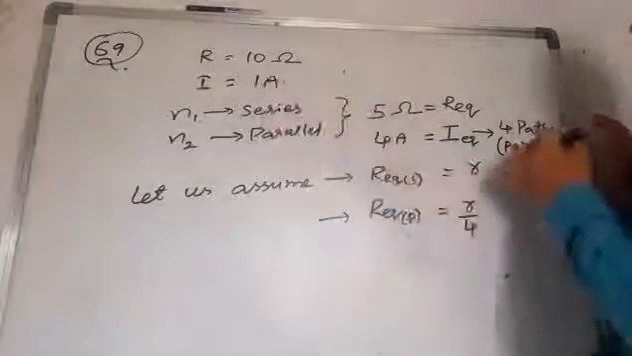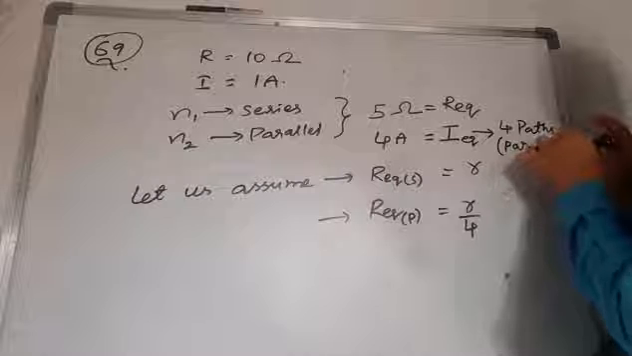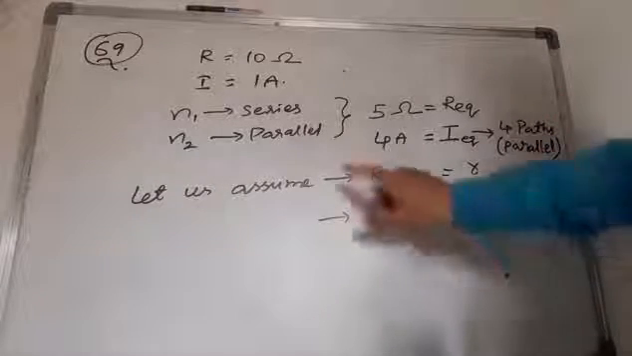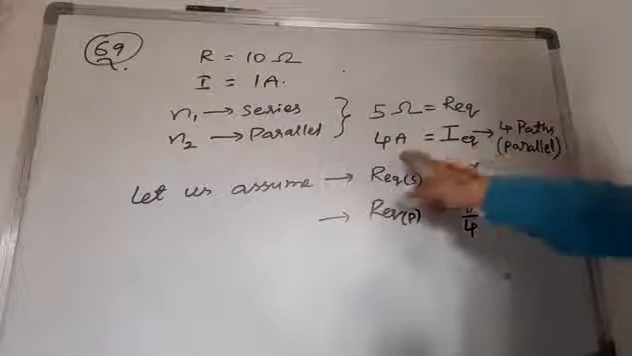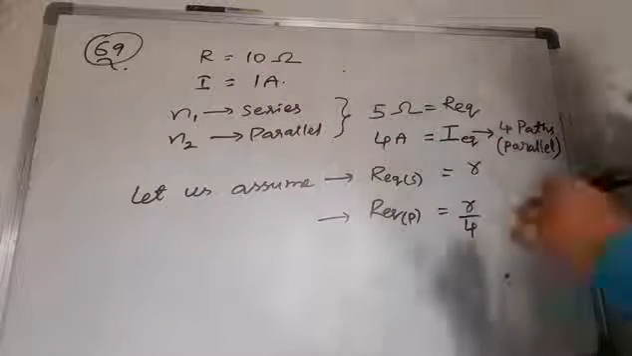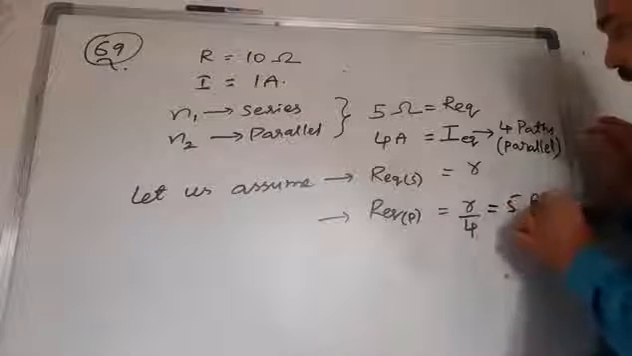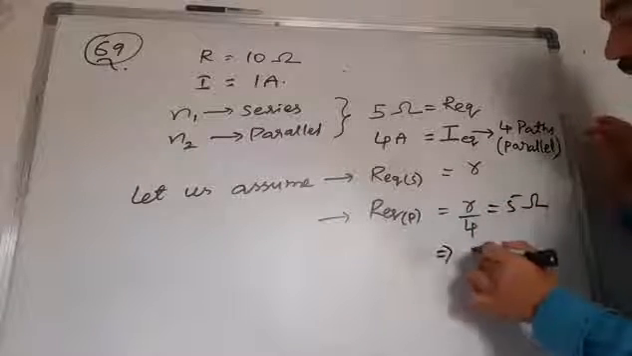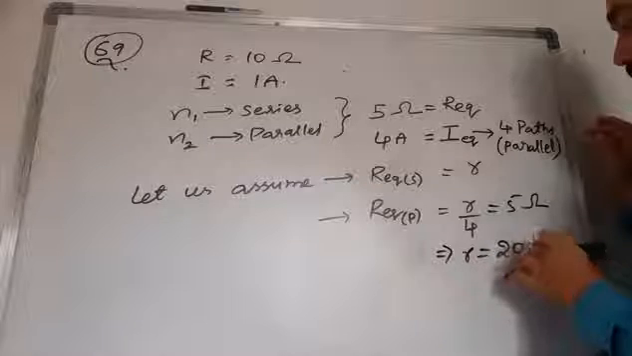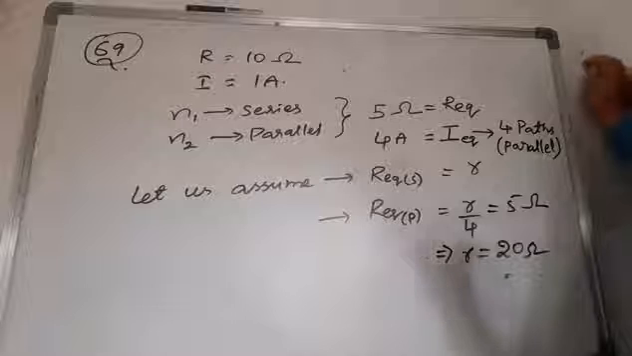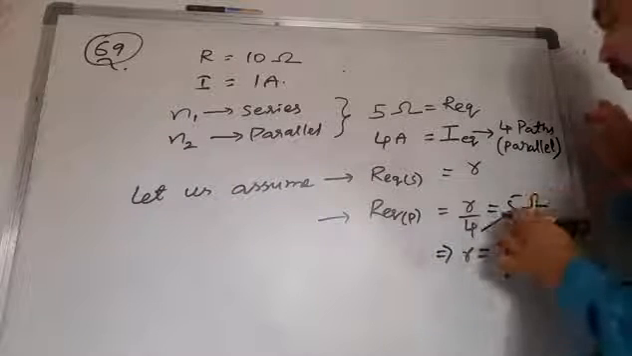So it should have 4 parallel paths. Then only the current will be equal to 4 amps in the equivalent circuit. So that's why I am taking R by 4 here. So this is equal to 5 ohms, which he has given. From this we can get R is equal to 20 ohms, on cross multiplication.